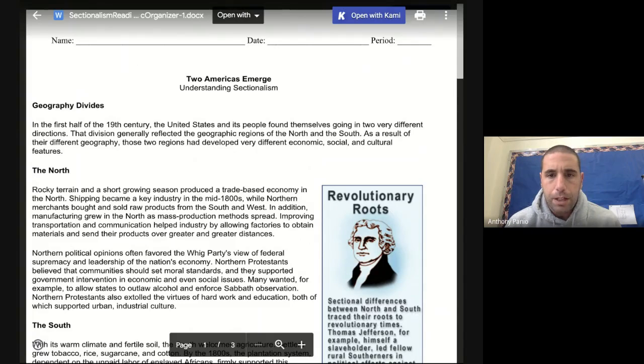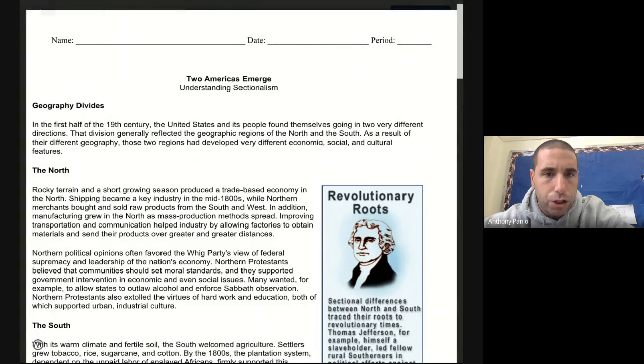So in the first half of the 19th century, the United States and its people found themselves going in two very different directions. That division generally reflected the geographic differences between the North and the South. As a result of their different geographies, those two regions had developed very different economic, social, and cultural features.